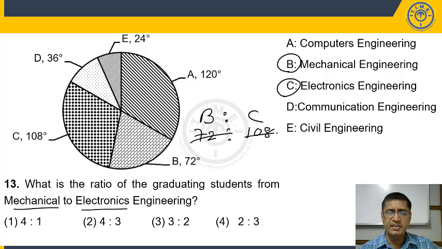Now if you observe this, these numbers are divisible by 36. How many times? 2 times and 3 times. So what is the ratio? The ratio here is 2:3. Right choice, option number 4. Fourth choice is the right answer.